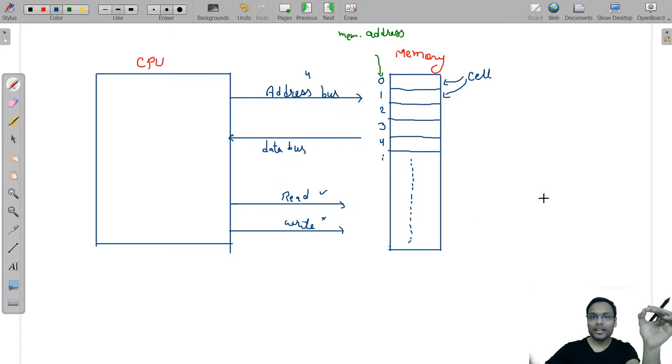So in the memory read, what happens? CPU sends the address, then CPU sends the read signal. Memory reads the content and sends that content to CPU by this data bus.